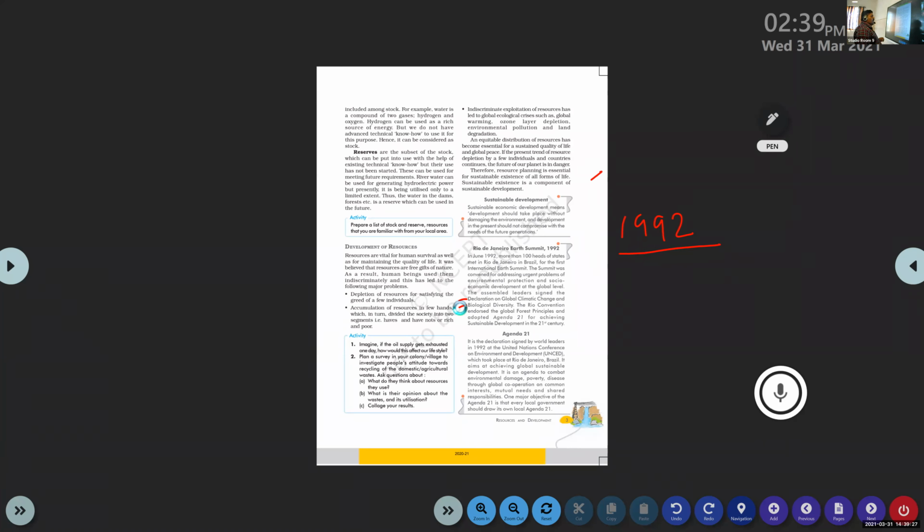The Rio Convention endorsed the global forest principle and adopted Agenda 21. So the meeting in Rio completed with a global forest principle. They made rules and regulations to protect the forest, termed as Agenda 21, for achieving sustainable development in the 21st century. So what is the name of that program? It is termed as Agenda 21 for sustainable development in the 21st century. Clear? So this is the answer for the question.